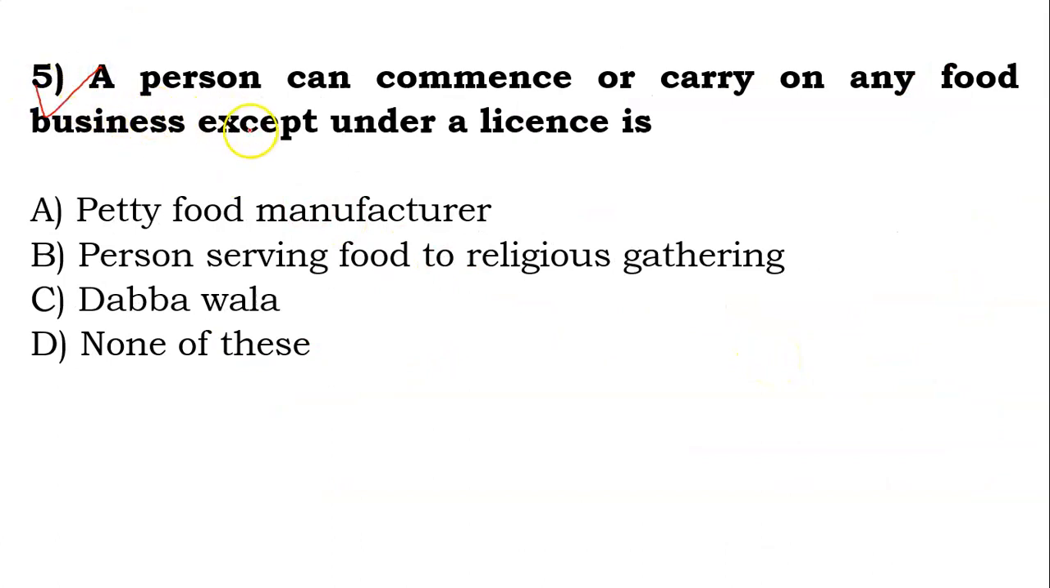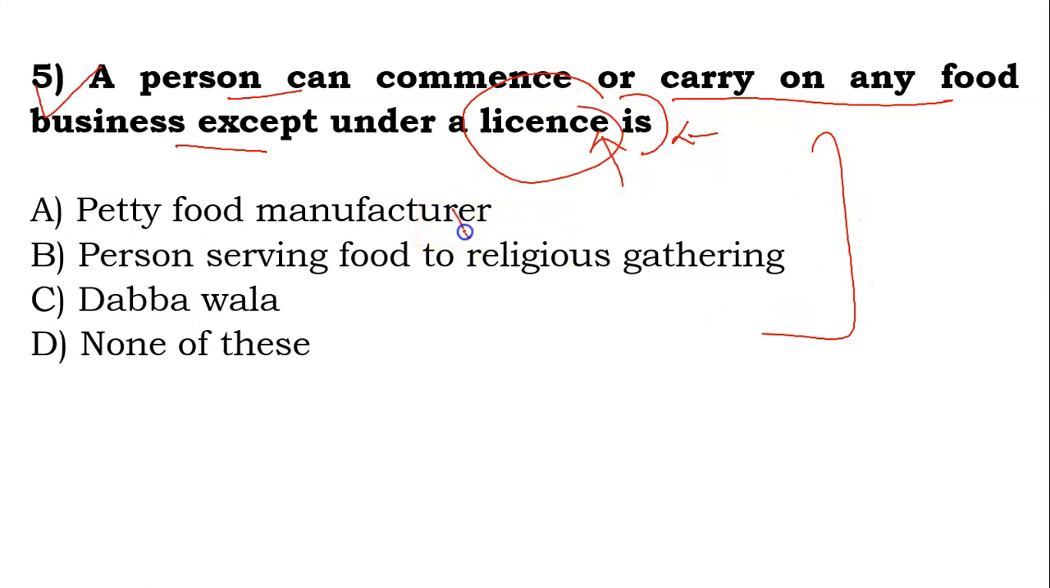And lastly, the fifth question is: a person can commence or carry on any food business except under a license. So you have to identify what types of food business can be run in India without getting any license. Your options are a petty food manufacturer, or a person who is doing food manufacture, or a petty food manufacturer can run its business without adopting any license. A person serving food to a religious gathering can do this activity without a license, or a dabba wala, or none of these. So these are your options.